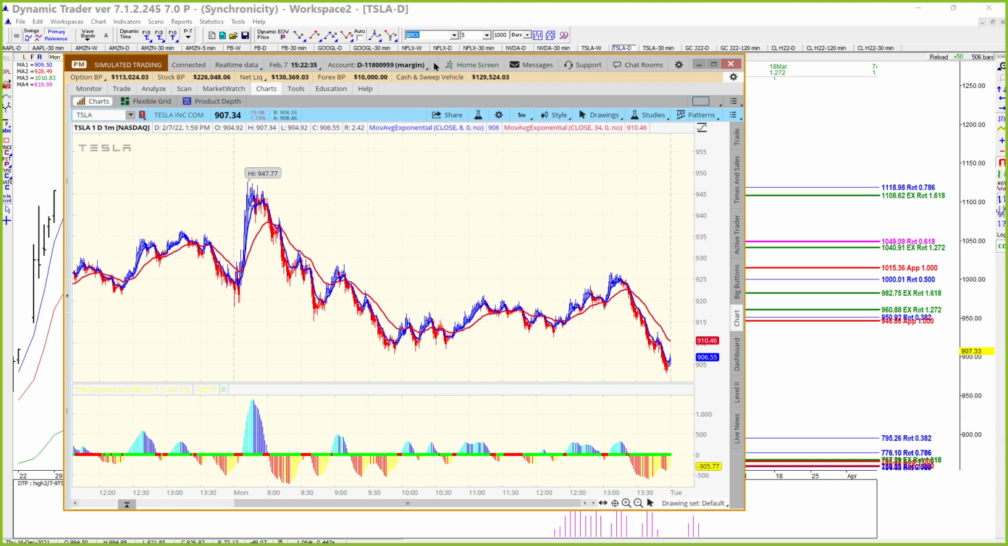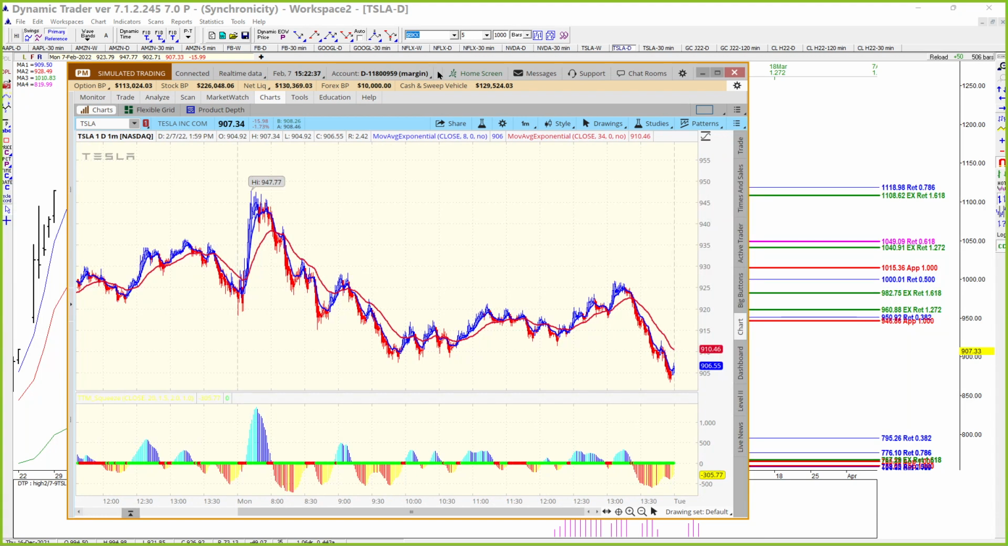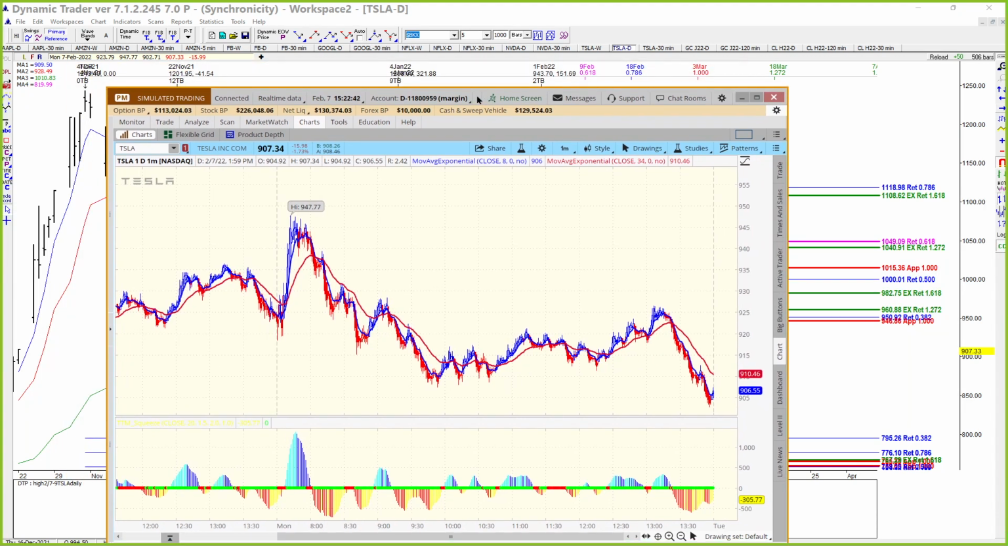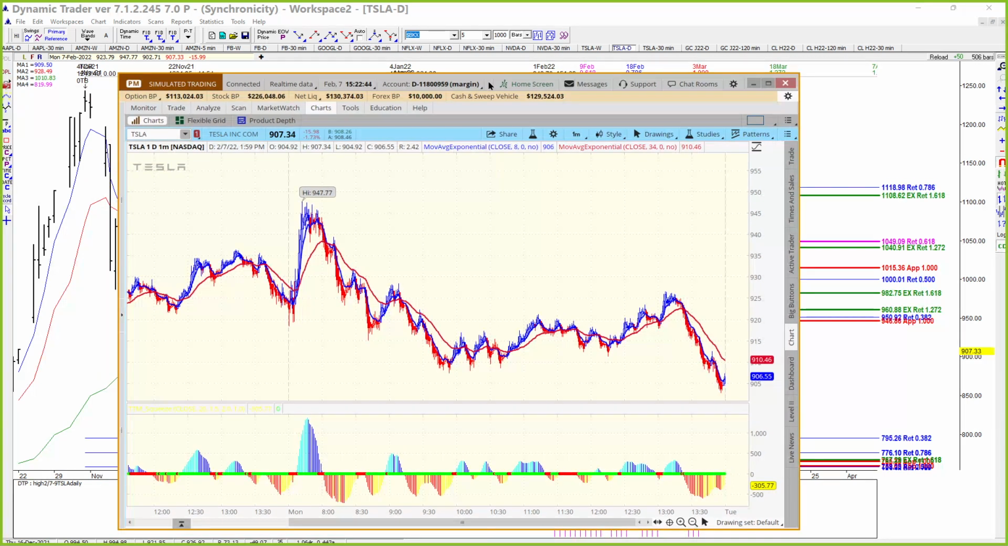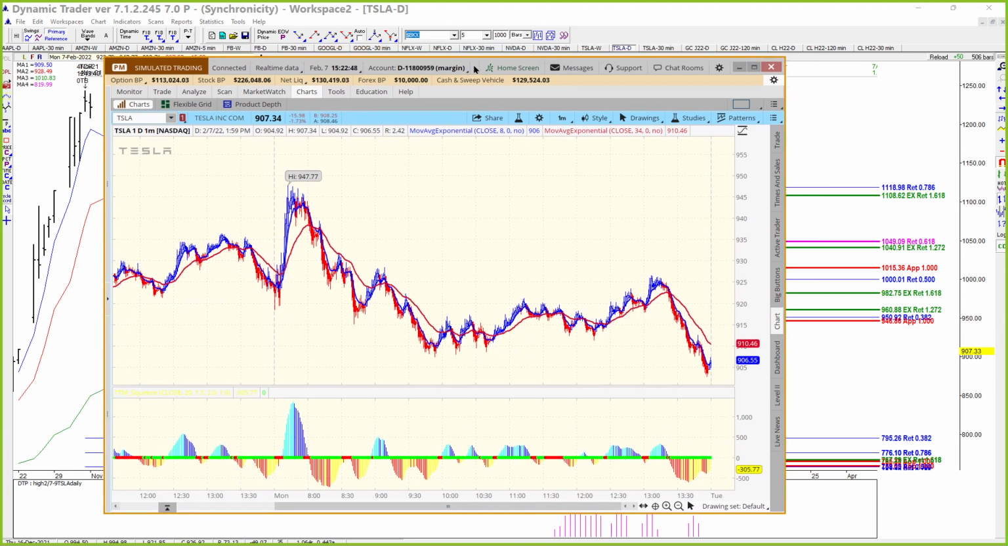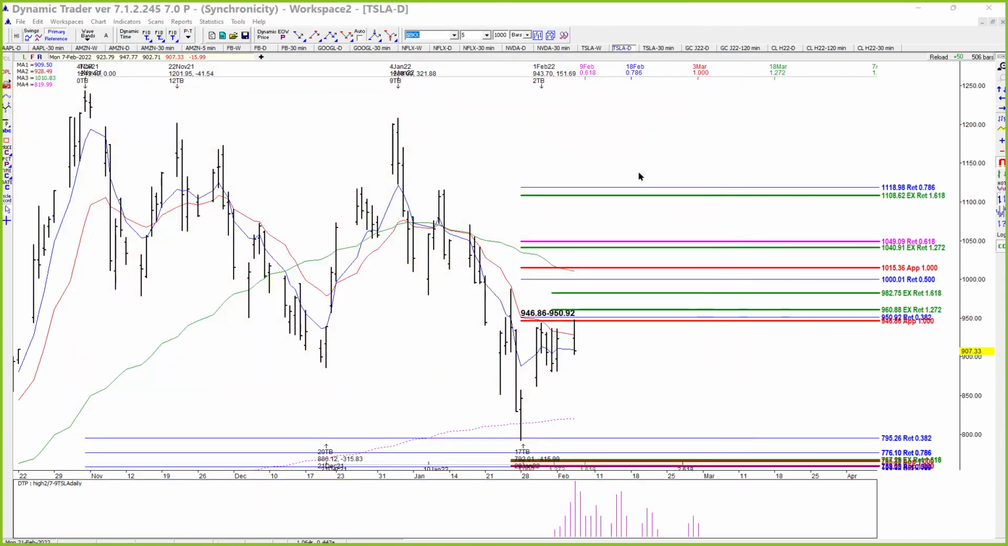Yeah, symmetry by itself is a setup. So if you have symmetry resistance, like I'm going to show you, well, we have some setups in the after hours in the S&P and Nasdaq. So you can take a trade against a single level of symmetry there. All right, let's see what else we have.